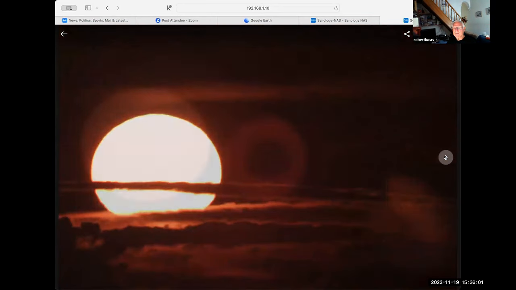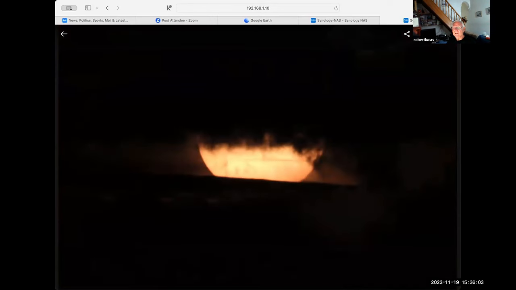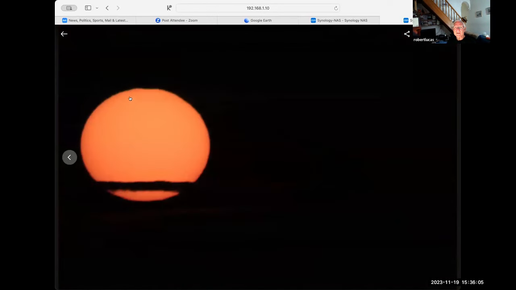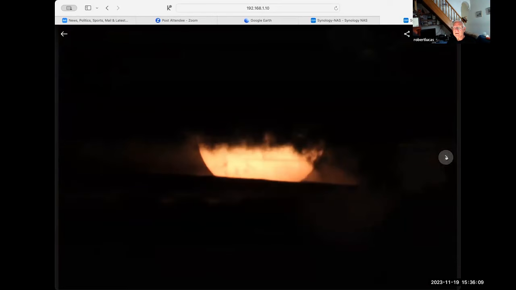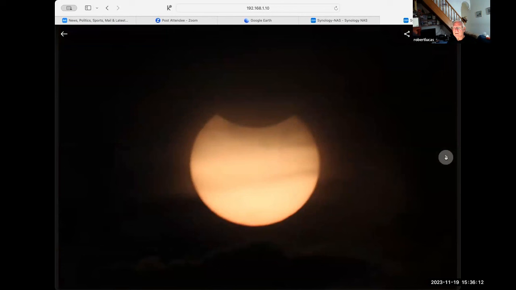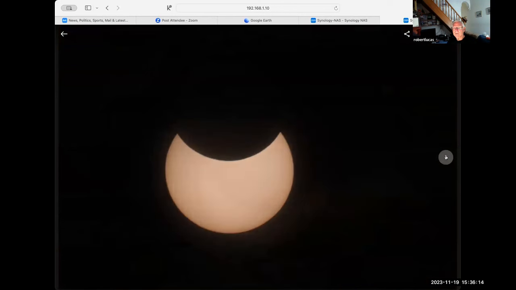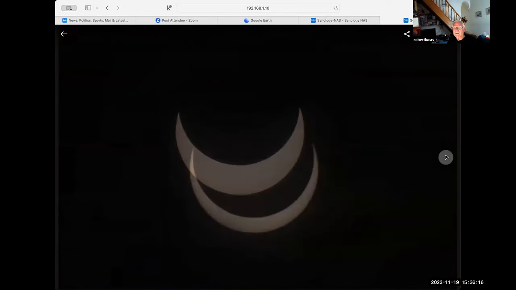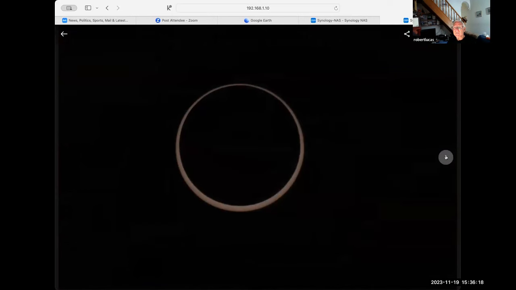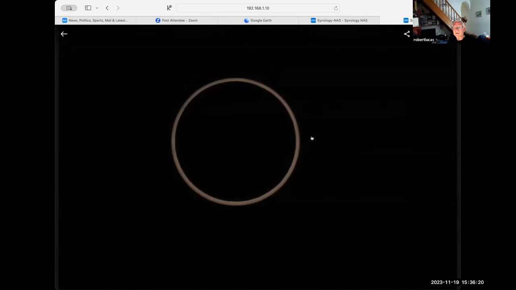Sun comes up through the clouds. And on that one back there, you can just see a little bit of a bite in it. Through the clouds, there's the partial solar eclipse, more partial. Oh, and here's what annularity looked like, almost a perfect ring.